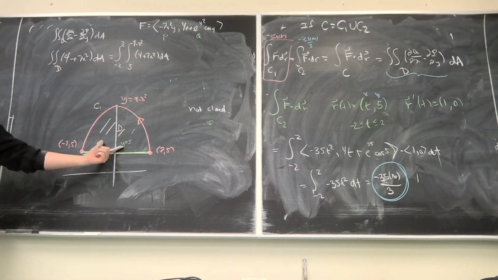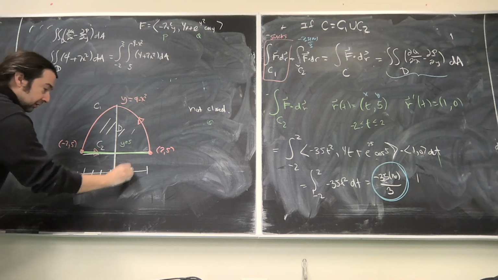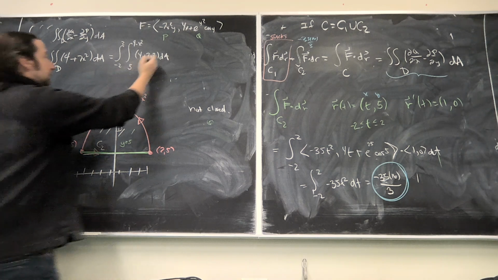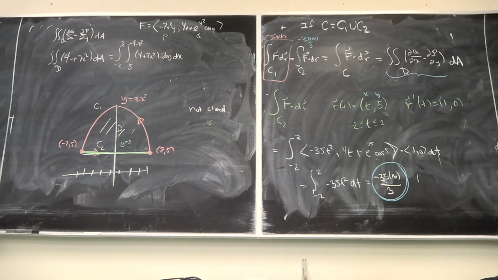That's an easy integral, right? One of these double integrals over a general region type setups. So I'm going from minus 2 to 2 in the x direction, and from 5 to 9 minus x squared in the y direction. So this is like dy dx. And that integral is not hard. That's annoying because there's algebra to do, but it's not hard.